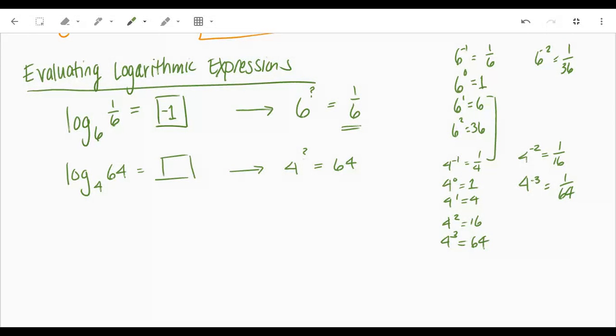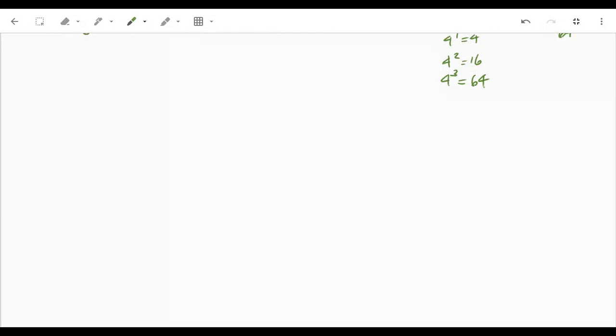A lot of kids get those negative ones confused, but they're not. Just think about the reciprocal of the positive ones. All right, next we have translating the graph of a logarithmic function. So back to our graphing.